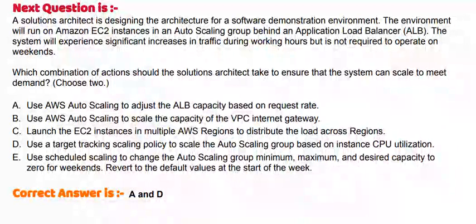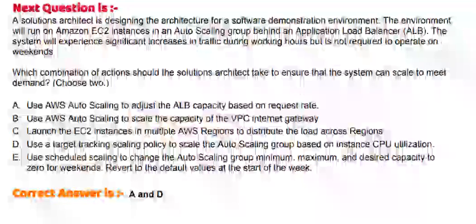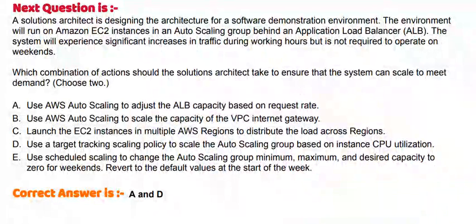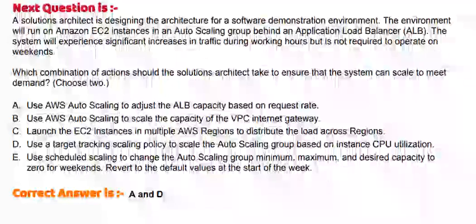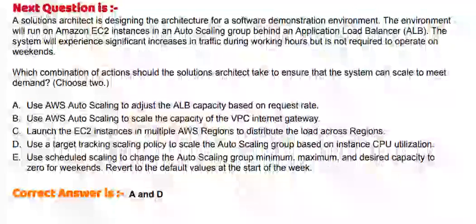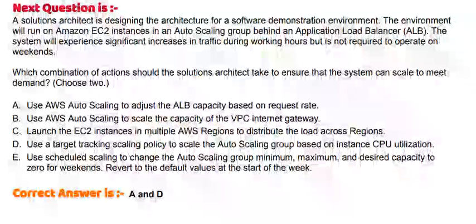Choose 2. Option A. Use AWS Auto Scaling to adjust the ALB capacity based on request rate. Option B. Use AWS Auto Scaling to scale the capacity of the VPC internet gateway. Option C. Launch the EC2 instances in multiple AWS Regions to distribute the load across Regions. Option D. Use a target tracking scaling policy to scale the Auto Scaling group based on instance CPU utilization. And option E. Use scheduled scaling to change the Auto Scaling group minimum, maximum, and desired capacity to 0 for weekends. Revert to the default values at the start of the week.